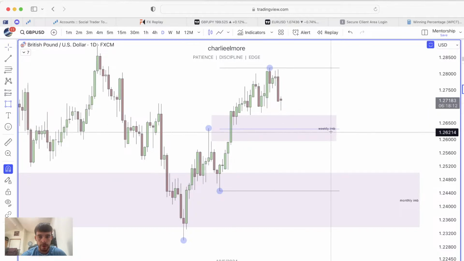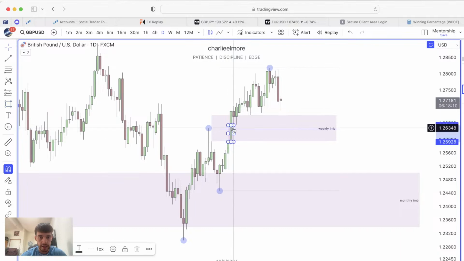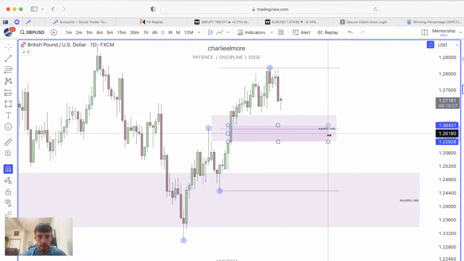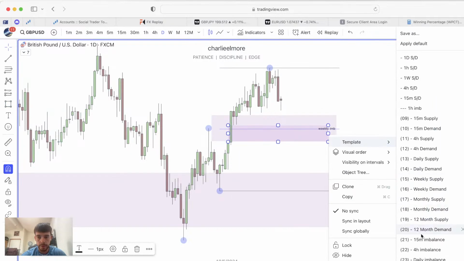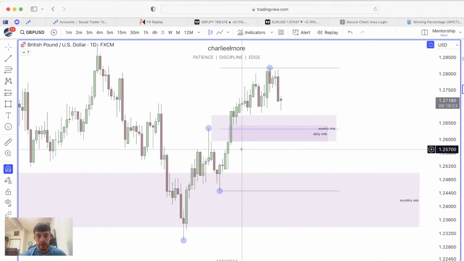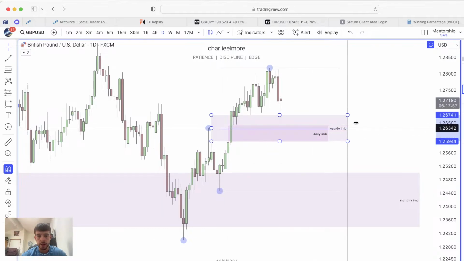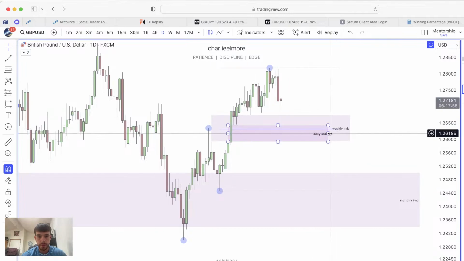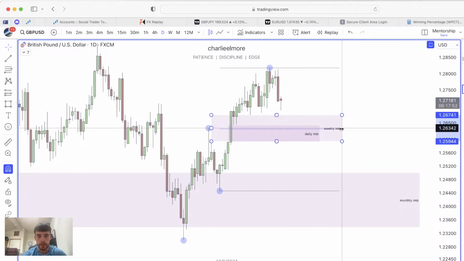And what we have within this weekly imbalance is a daily imbalance. Right there. And we even have an imbalance right below that. But I'm just focusing on this one for now, because it's the one that's inside this weekly. So it's a refined area, so to speak.